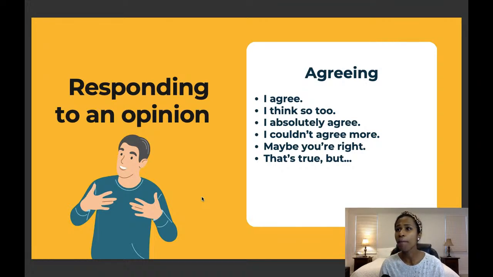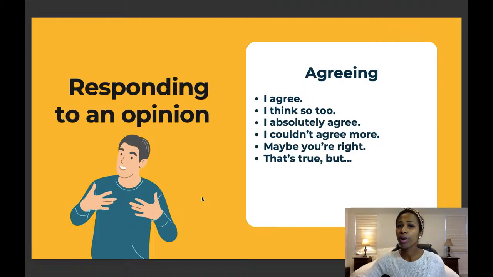I couldn't agree more. This couldn't is the contraction of could not. So, I could not agree more, or couldn't. I couldn't agree more. So repeat after me. I couldn't agree more.